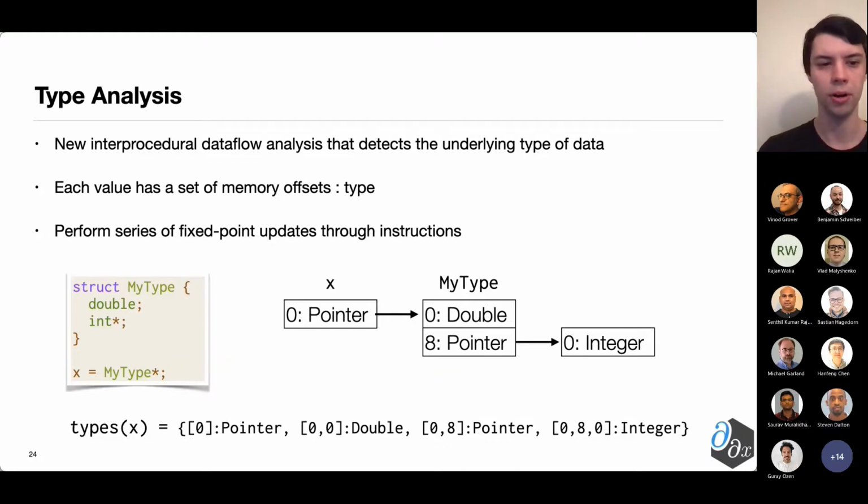As an example, suppose we had here a struct myType, which contained first a double, then a pointer to an int, and we had a pointer to this myType. The corresponding type tree for x would be at byte offset 0 a pointer, which itself contained at byte offset 0 that double, then another pointer, now to an integer.